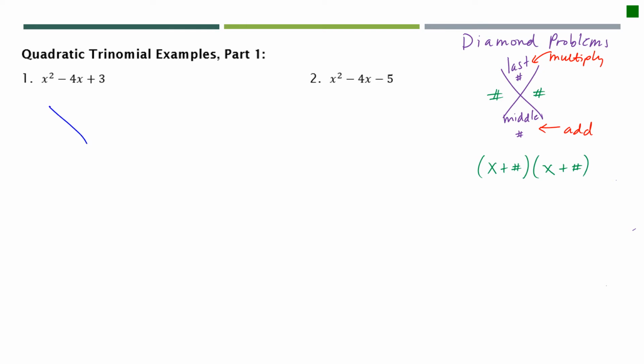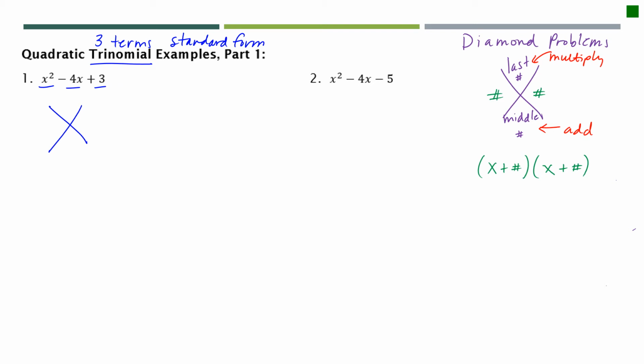So this first problem, and by the way, I should say, when we're talking about these quadratic trinomials where we use the diamond to solve them, first of all, it has to be a trinomial. That means it has 3 terms. And it has to be in standard form. So that means it has to go x squared, x, number. Okay? So it has to have 3 terms and it has to be in standard form.